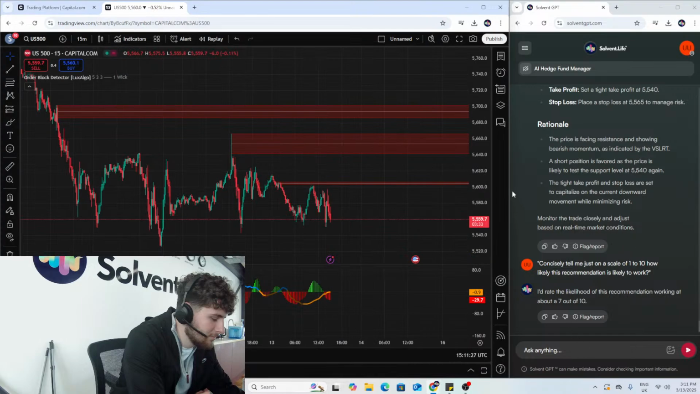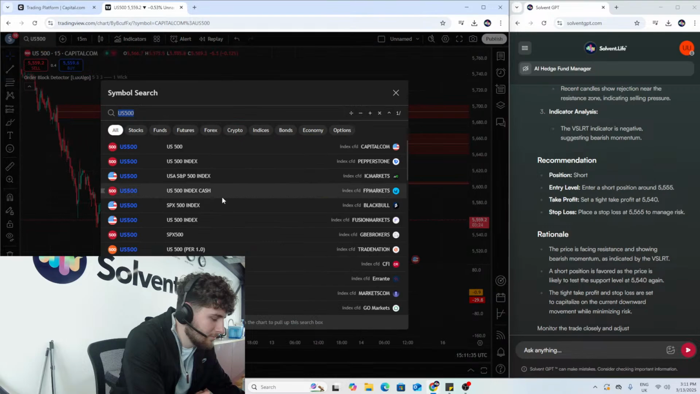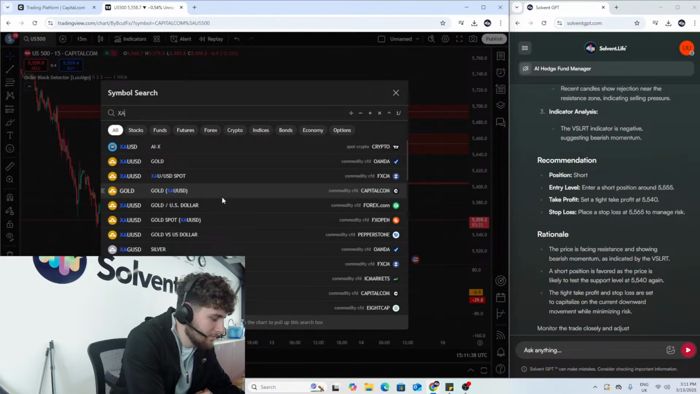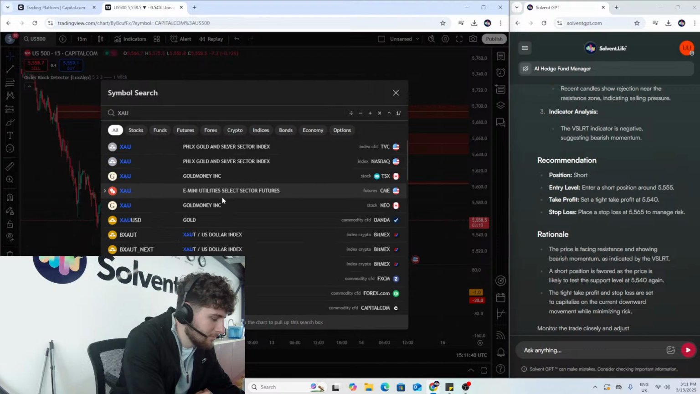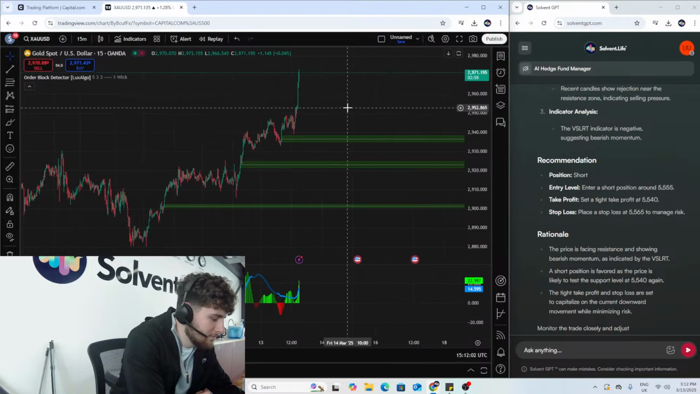So we will continue to monitor all of our trades here. 560 is the current price of the US 500. Let's check gold very quickly actually. Wow, gold is just pushing higher and higher.